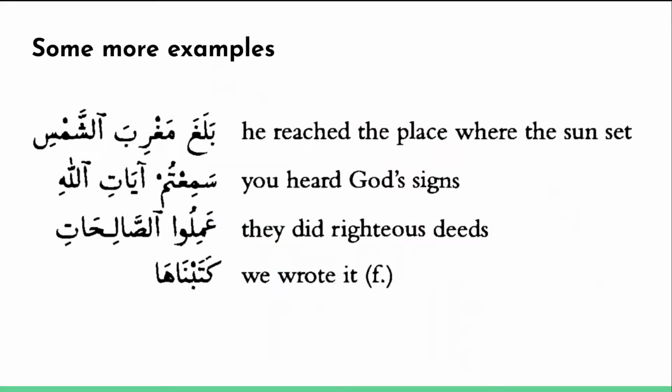Alright, let's take a look at a few examples that will really allow us to understand all of the rules we've covered so far. The first one here is Balagha Maghrib al-Shamsi. This is from Surah Al-Kahf. He reached the place where the sun sets.